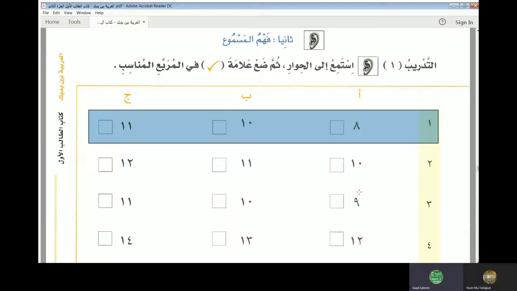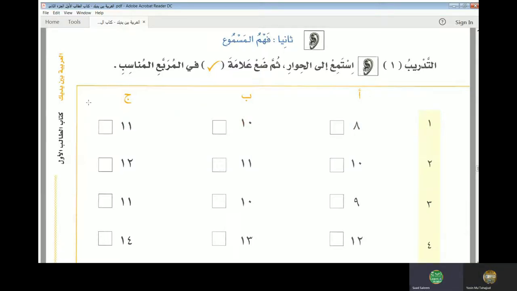متى ذبحت الهدي يا سيد؟ ذبحته في اليوم الحادي عشر. Which one? Jim. Okay, Jim, correct.